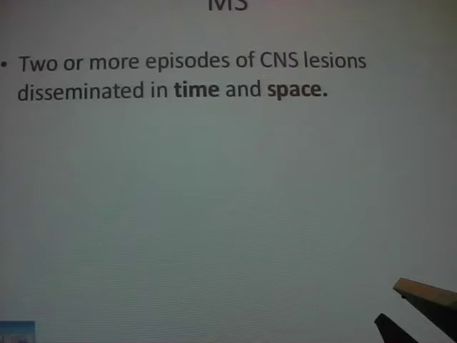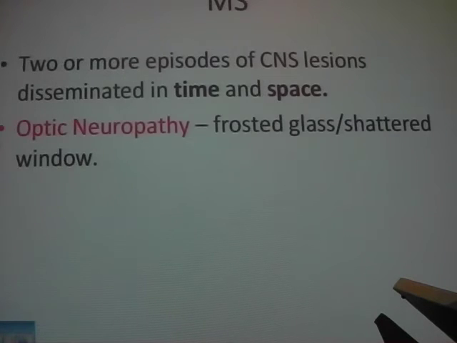Anybody know how MS patients commonly present? Optic neuritis. So what will a patient say to you? It's me eyes, doc. Yeah, very good. Anything else they'd say? Anybody know what people with optic neuritis complain of? Blurred vision, loss of acuity. They can sometimes describe it as being like shattered glass. Very good. So, optic neuropathy.